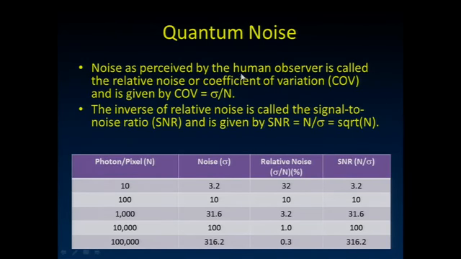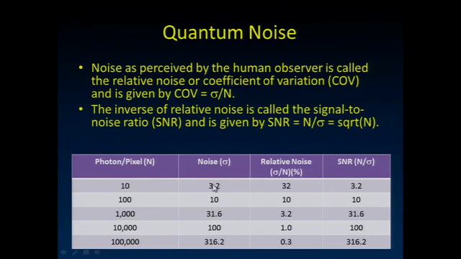So noise is perceived by us. When we look at the image, noise is perceived by us as something called the coefficient of variation, or if you will, the relative noise. We perceive the noise differently when there are a lot of X-rays versus very few. So let's take a look at this. Right here, if we had 10 photons per pixel, if we take the square root of that, which was the noise as we talked about, that's 3.2. Now if we go up to 10,000, the square root of that is 100.